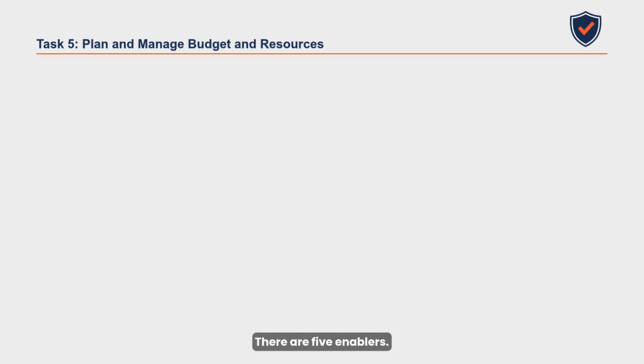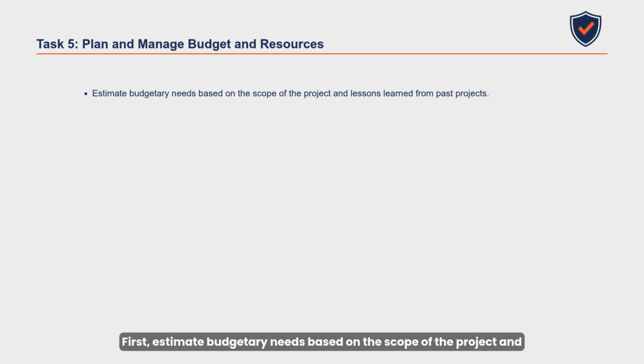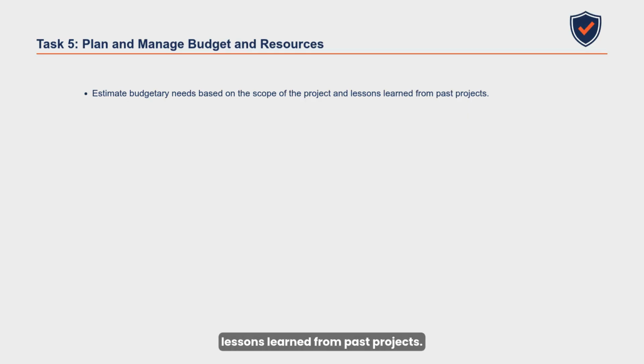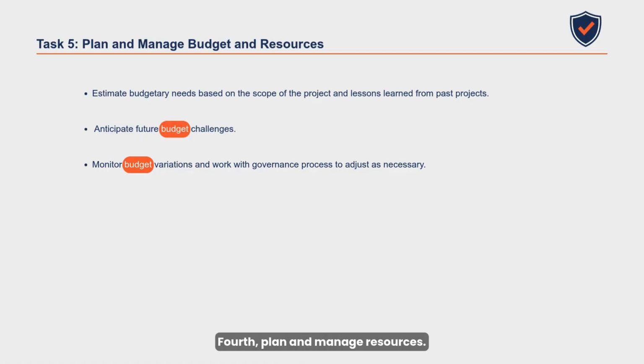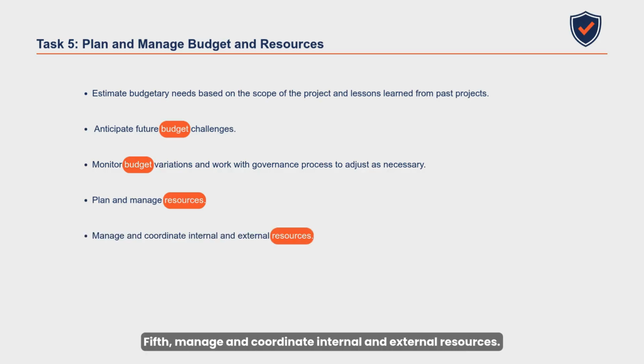There are 5 enablers. First, estimate budgetary needs based on the scope of the project and lessons learned from past projects. Second, anticipate future budget challenges. Third, monitor budget variations and work with governance process to adjust as necessary. Fourth, plan and manage resources. Fifth, manage and coordinate internal and external resources. 5 enablers covering the full life cycle from estimation through execution and monitoring.